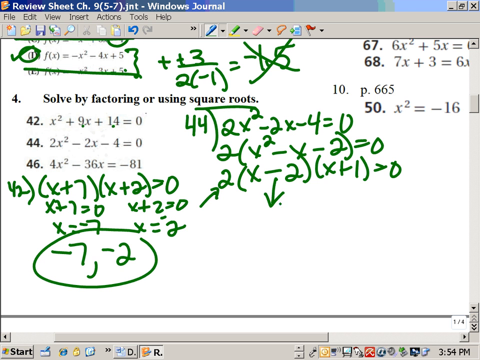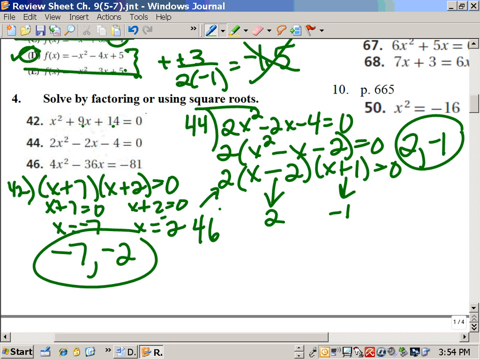x minus 2 equals 0. I could replace a 2 in for x to get a 0. And x plus 1 equals 0. I could replace x with a negative 1, and that would also give me a 0. So the answer to number 44 is 2 and negative 1.